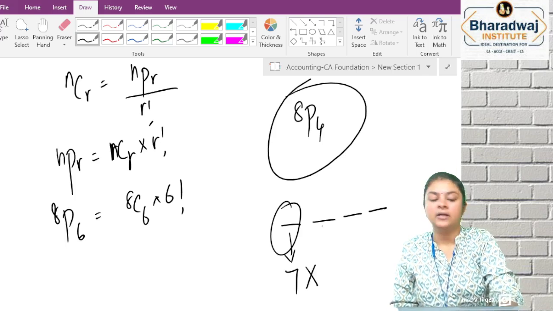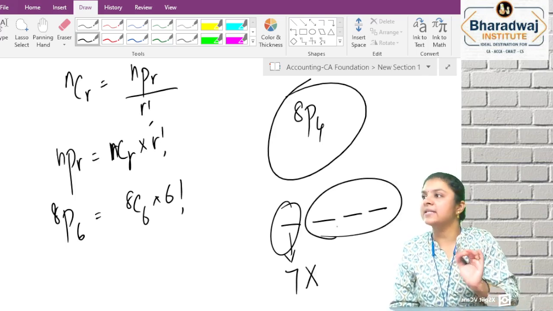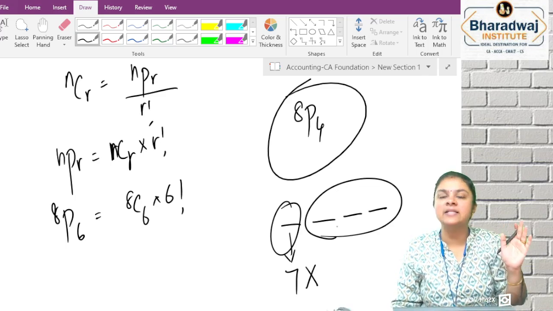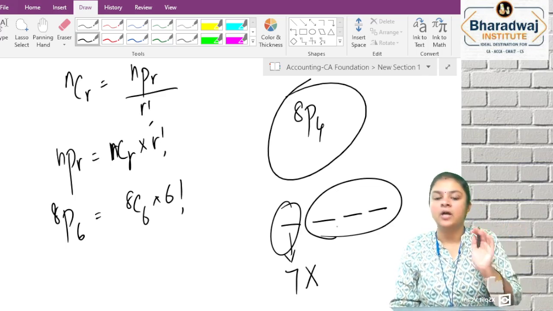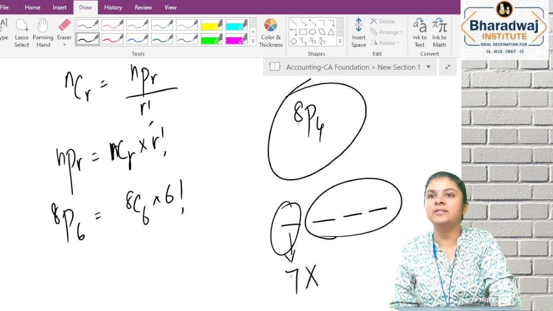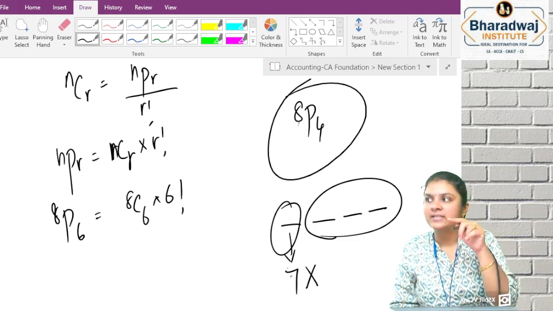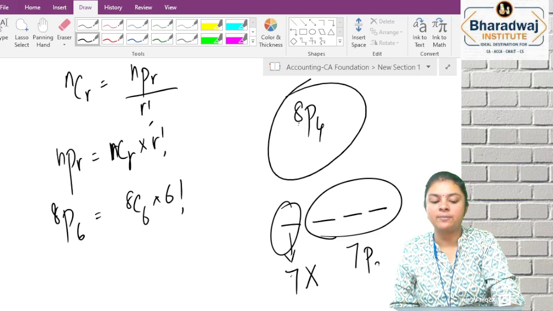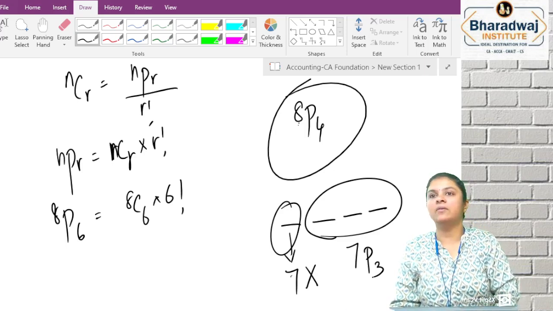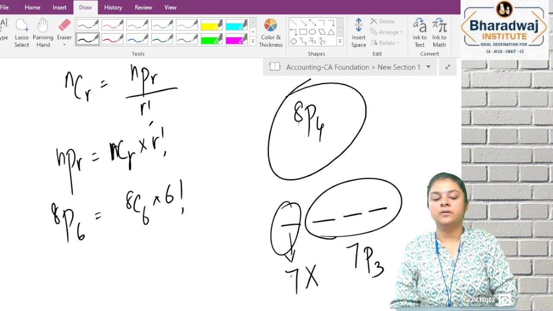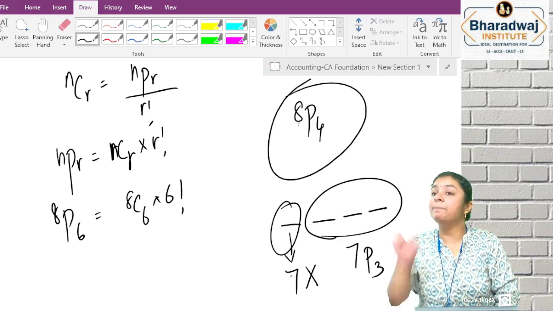And now for the balance 3 places, club it together. For the balance 3 places, one number is out. Out of total 8 numbers, one number is gone. I am left with 7 more numbers and I have how many places? 3. So 7 into 7P3.